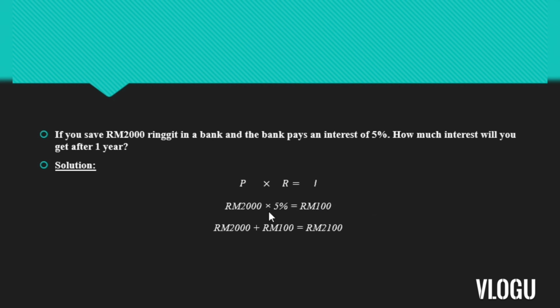After that, you need to calculate or add 2000 ringgit with 100, so you will get the amount after 1 year, which is 2100.